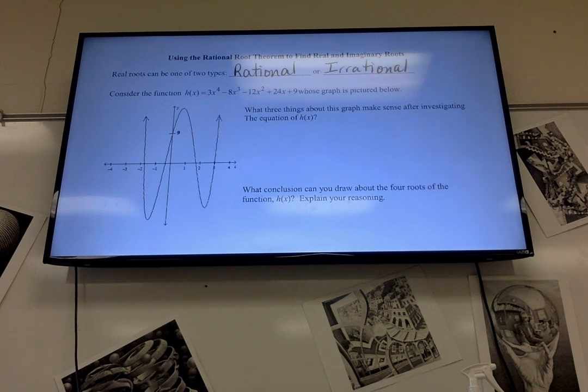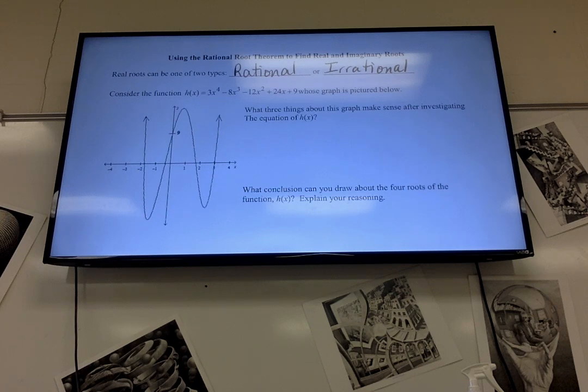Now what we did yesterday gave us all the possible rational roots. Now rational numbers are like most of the numbers that you deal with. Positive and negatives, any number that can be written as a fraction, so most of them. Decimals, as long as they end, or repeating decimals, like 0.33333, that would be considered a rational number.